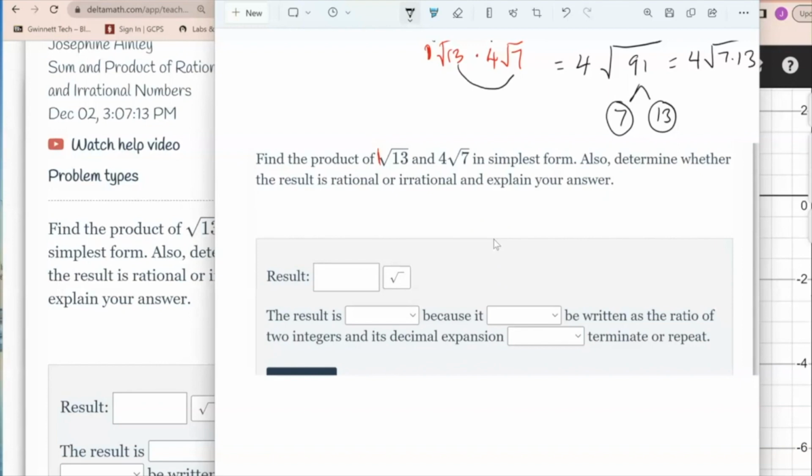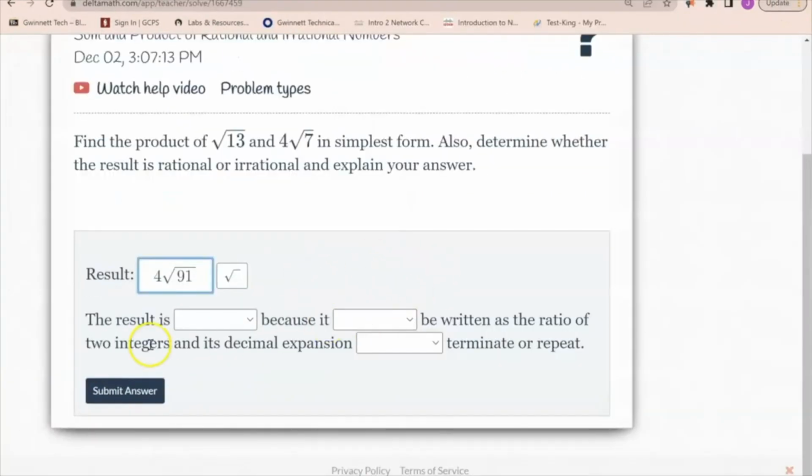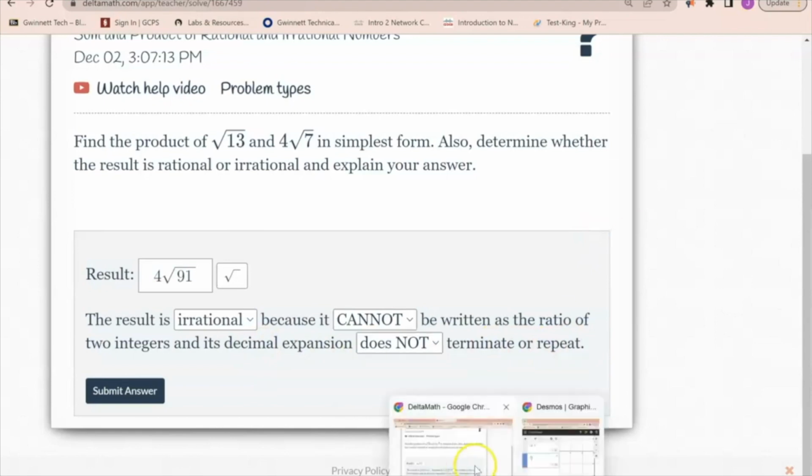Any books? No books, nothing to take outside. So I just combine it back because there's nothing to take outside. So it's still 4 radical 91. And this is not an integer. So let's go ahead and put this in. 4 radical 91 is not an integer. It's irrational because it cannot be written as a ratio of 2 integers, and its decimal expansion does not terminate or repeat.